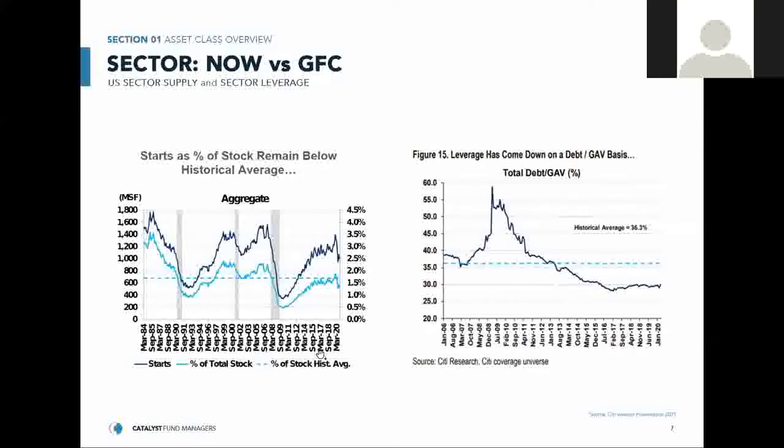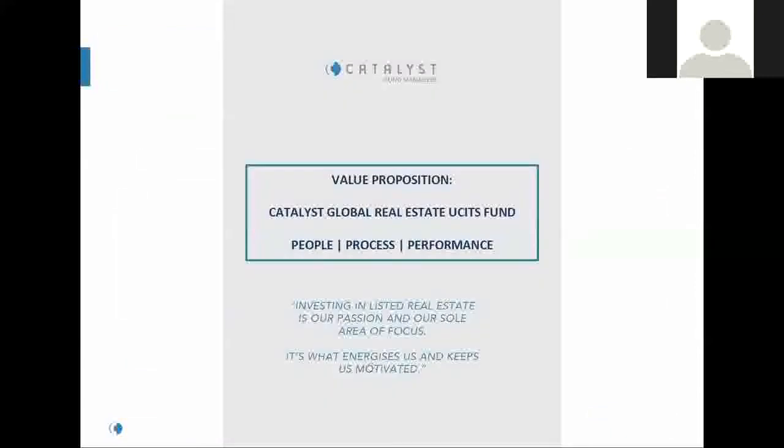So long story short, what this slide is trying to show is that global listed real estate is in a much better position compared to where it was going into the GFC. That's sort of to set the scene. Maybe to move on to the second part of the presentation, which is more about Catalyst, about our fund, and about our portfolio.